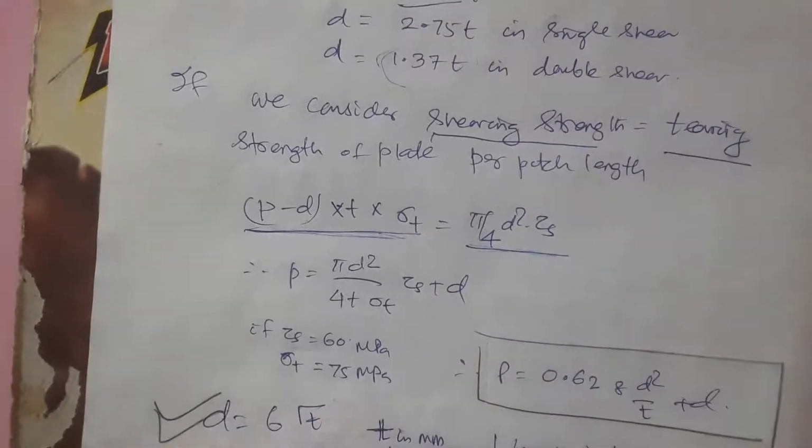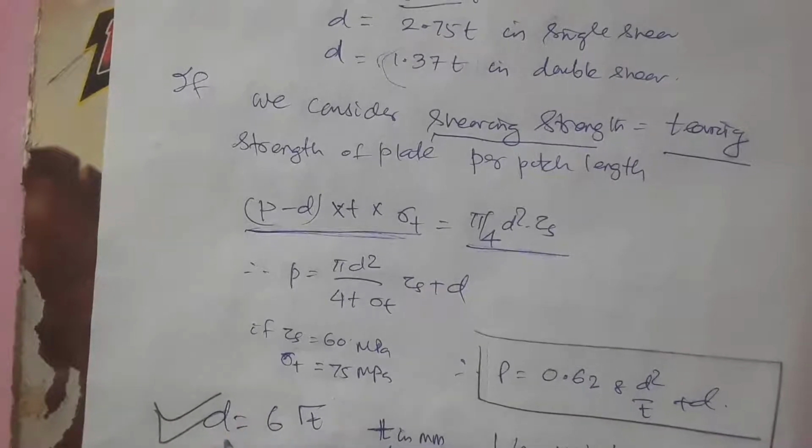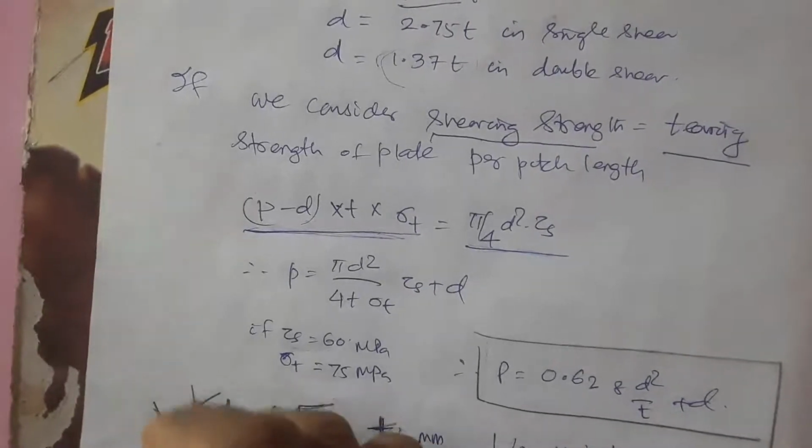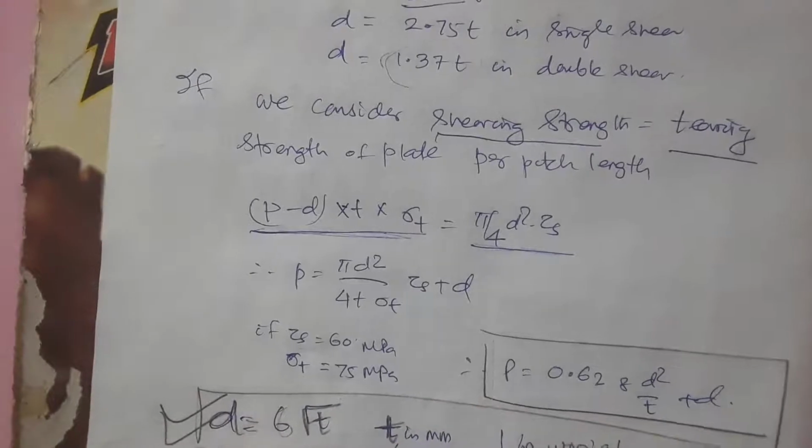Sometimes you also use Unwin's formula, where the diameter of the rivet is equal to 6 into root t, where t is the thickness of the plate in millimeters. This is known as Unwin's formula.